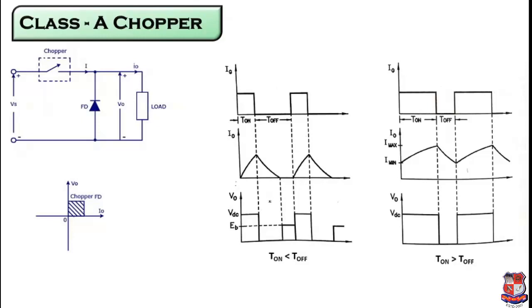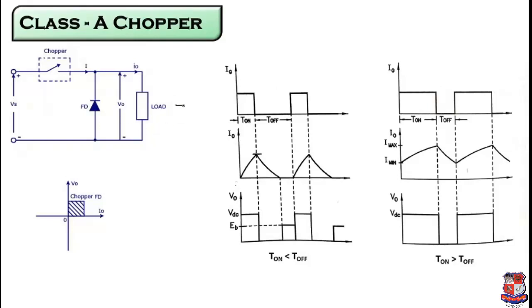Over here you can see when the gate pulse is given for the turn on time, as soon as the switch closes, the output current increases gradually and reaches some point, that is Imax. Till that time, you will get the input voltage as DC voltage. As soon as you reach the maximum point, the switch is turned off. As a result, current reduces and reaches 0 when VDC equals the back EMF of the motor.